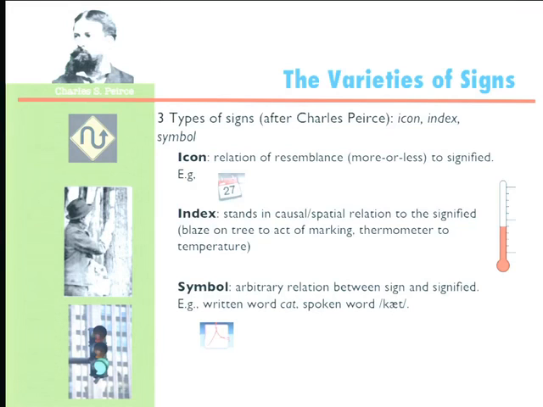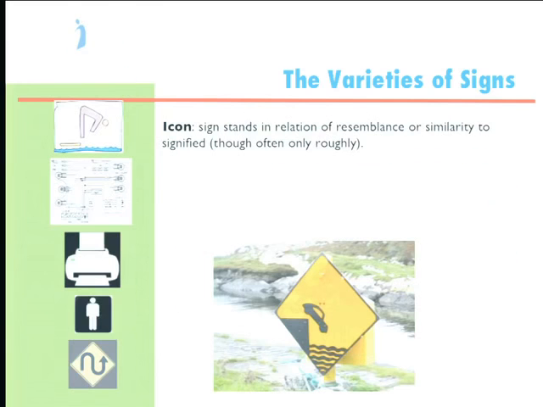Finally, there are symbols where there's a perfectly arbitrary relationship between the sign and the thing signified. When I say the word cat, I could say cat, I could say gato, I could say lots of things, but there's no relationship between that set of sounds and the thing I'm signifying. A green light means go, a red light means stop. That's the arbitrary convention for doing those things. So they're perfectly arbitrary. So let me say a little bit about each of these.